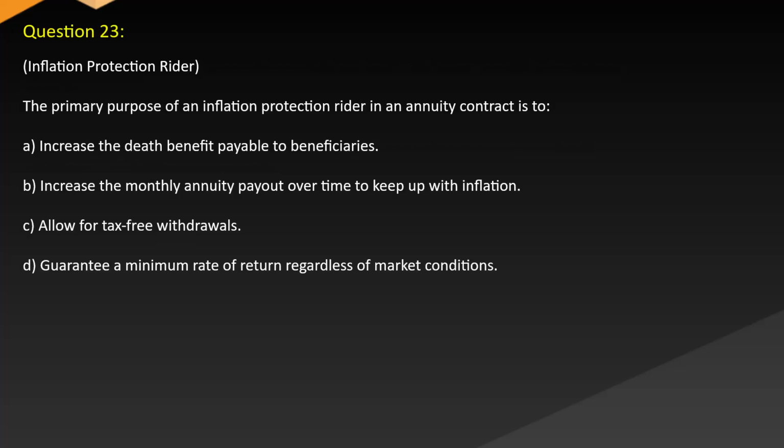Question 23. Inflation protection rider. The primary purpose of an inflation protection rider in an annuity contract is to A. Increase the death benefit payable to beneficiaries. B. Increase the monthly annuity payout over time to keep up with inflation. C. Allow for tax-free withdrawals. D. Guarantee a minimum rate of return regardless of market conditions.